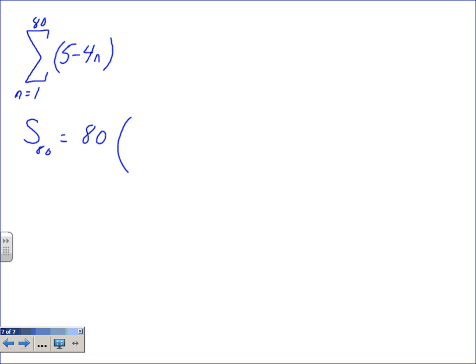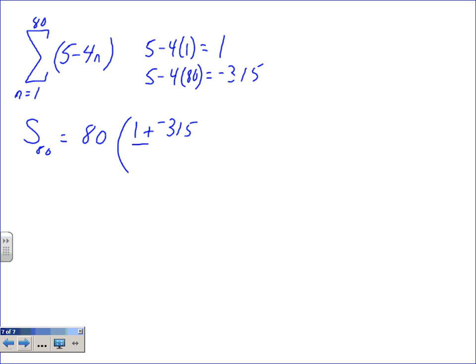So let's find the first term, because this is what I need: the first and the last. The first term is 5 minus 4 times 1. The last term, 5 minus 4 times 80. 5 minus 320 is negative 315. Plus negative 315 divided by 2.